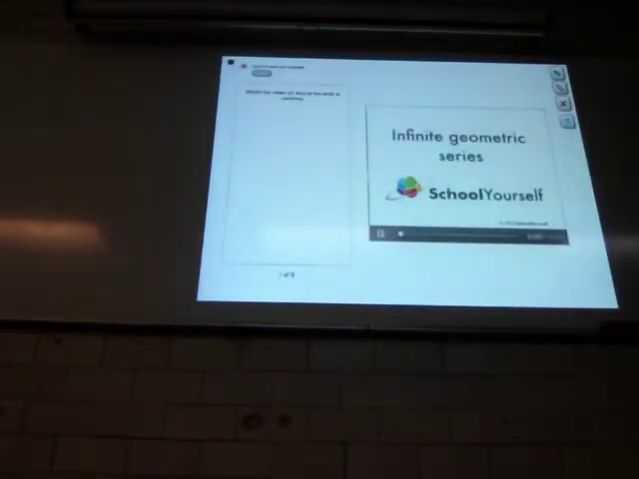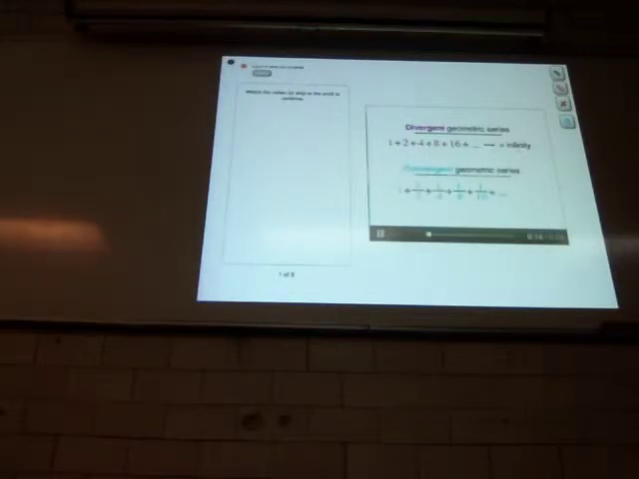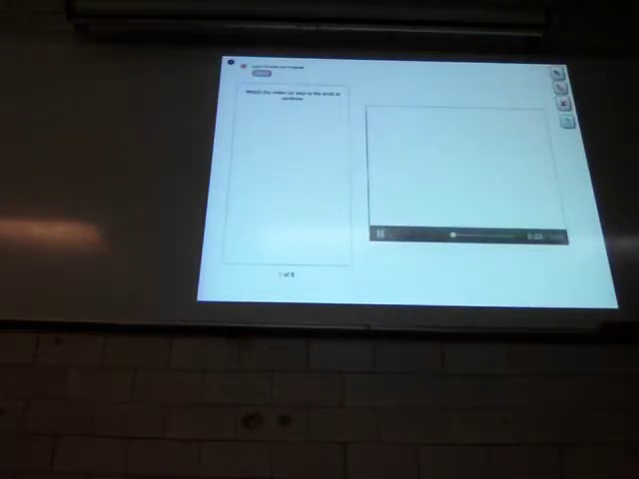Here we'll work out a formula for finding the sum of infinite geometric series. Series can be convergent or divergent. Here's an example of a divergent geometric series. If you add up all the terms, it goes to positive infinity. And here's an example of a convergent geometric series. If you add up all the terms here, the sum of this series approaches 2. Let's work out a formula for finding the sums of convergent geometric series that have infinitely many terms.